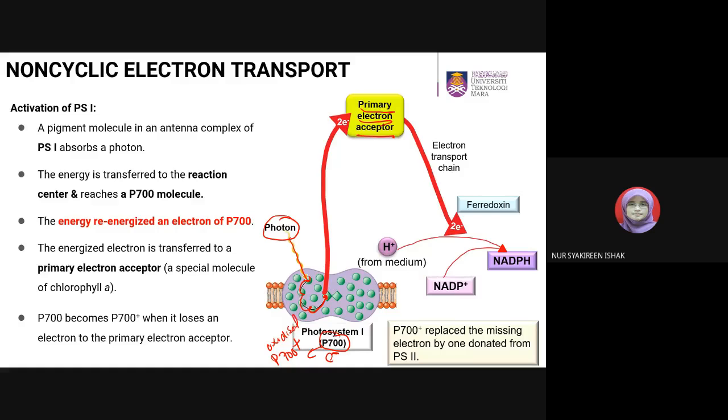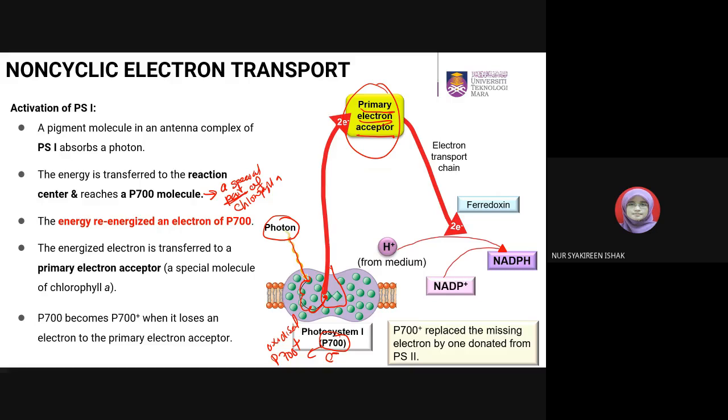Okay, oxidized. Oxidized release electron. Release kepada siapa? Primary electron acceptor yang ada pada reaction center of photosystem 1. Okay, so point number 2, the energy is transferred to the reaction center and reaches a P700 molecule. Ingat ini adalah a special pair. Ingat pair dia berdua, of a special pair of chlorophyll A in the reaction center of photosystem 1.